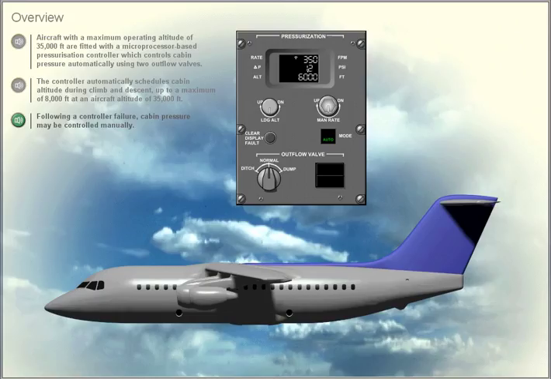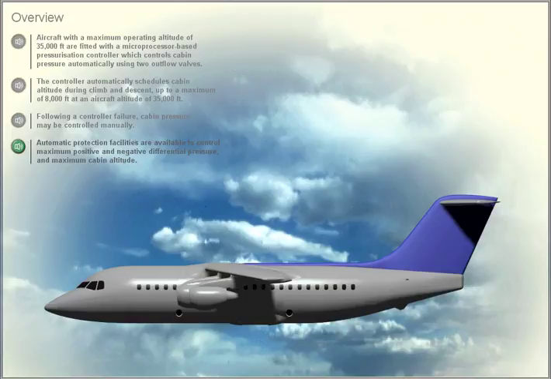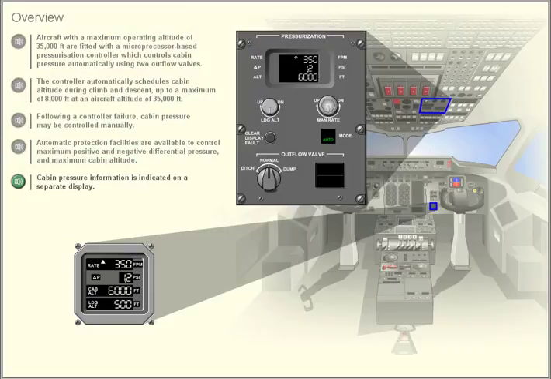Following a controller failure, cabin pressure may be controlled manually. Automatic protection facilities are available to control maximum positive and negative differential pressure and maximum cabin altitude. Cabin pressure information is indicated on a separate display.